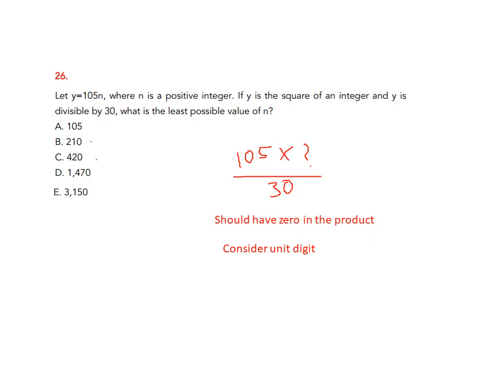But do they meet the condition that y is a square of an integer? Which one of those meets that condition? Option C meets the condition, that is 420 multiplied by 105, divided by 30. So our correct answer will be option C.